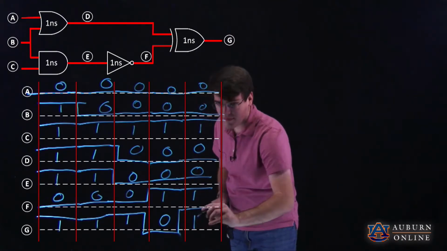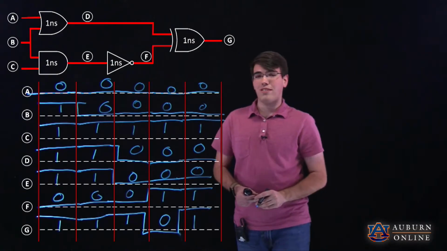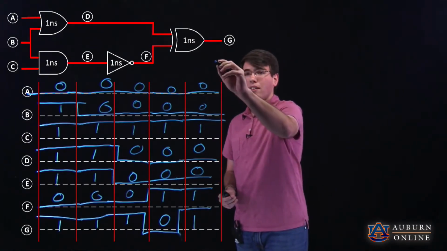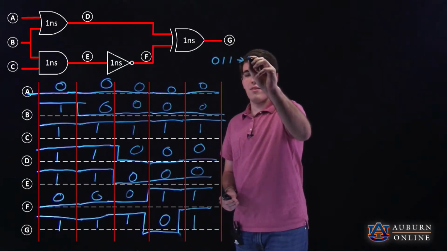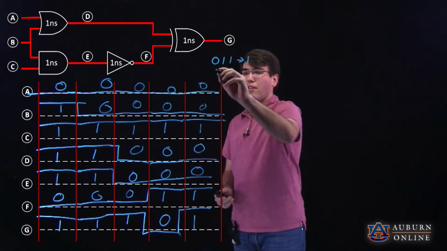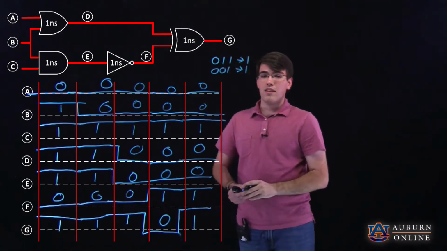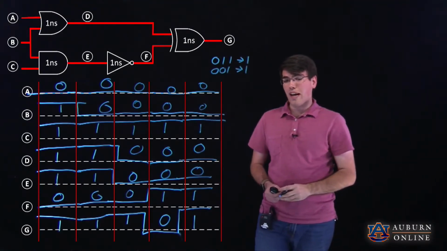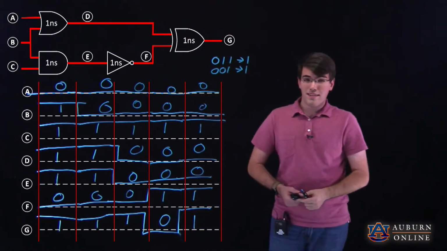Now, as a circuit designer, the only thing you cared about when you built this circuit was that if I give it an input of 0, 1, 1, I want an output of 1. And if I give it an input of 0, 0, 1, I want an output of 1. You didn't really pay too much attention to what happens in between the output settling.